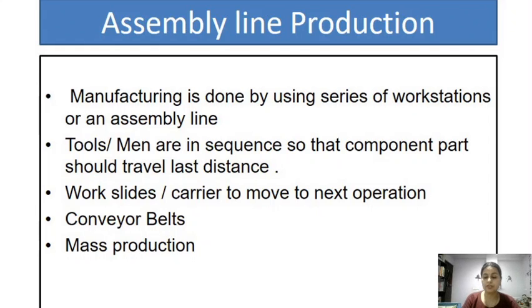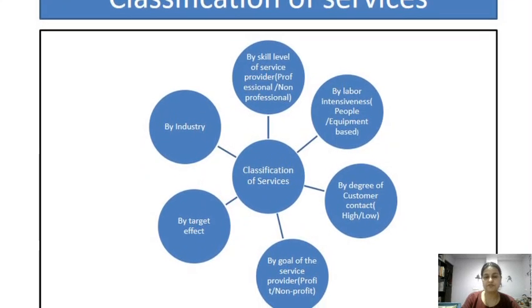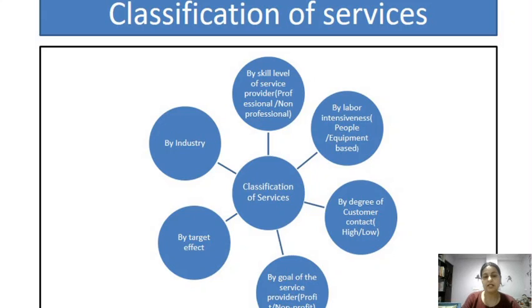Now we move to the next slide, that is classification of services. This is the next topic, types of services. Basically services are classified into these five or six categories. The division is based on industry, target effect, the goal of the service provider, degree of customer contact, labor intensiveness, or skill level of the service provider.